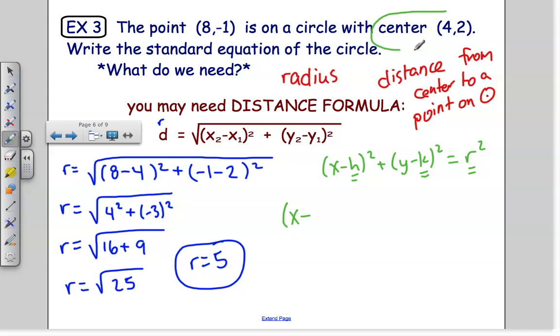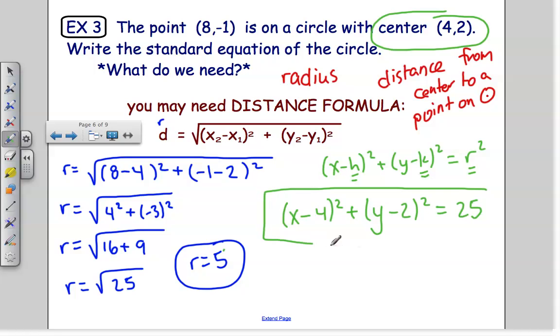center. Center was at 4, 2, so the x of the center was 4. So x minus 4 squared plus, I do y minus the y of my center. The y of my center was 2 squared equals the radius squared. Radius was 5. I found that out by doing that distance formula. And actually 5 squared would be 25. There's the equation of that circle. So we may even need the distance formula today.